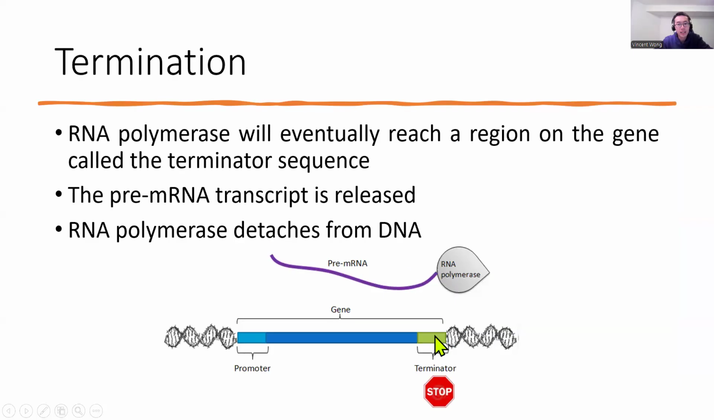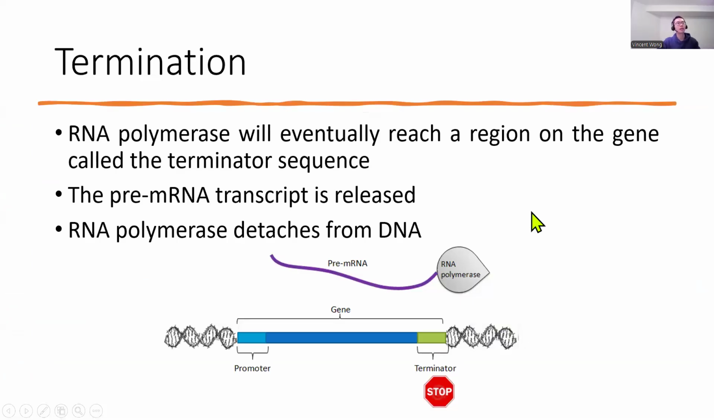Until we get to the terminator sequence, which is located at the end of the gene, then the RNA polymerase will detach itself from the DNA, and then you will also be releasing the premature messenger RNA. So you start at the promoter, you copy the gene, and then you stop at the terminator.